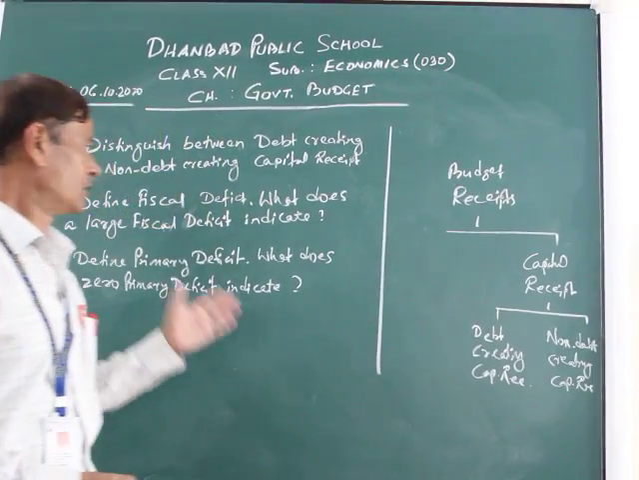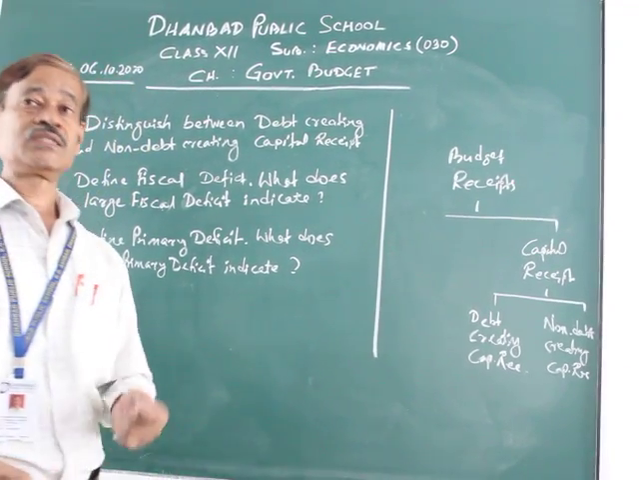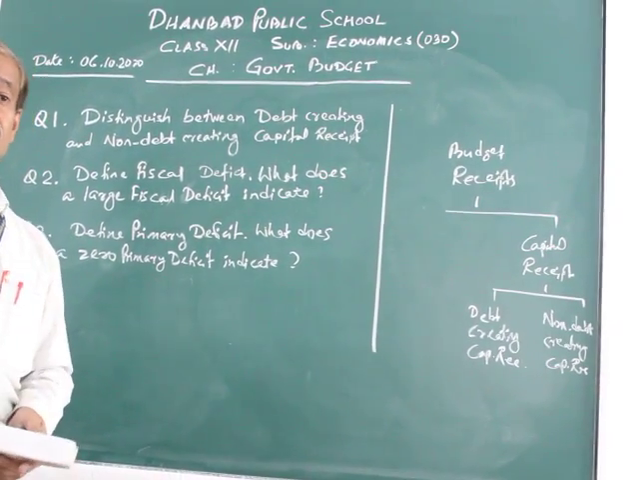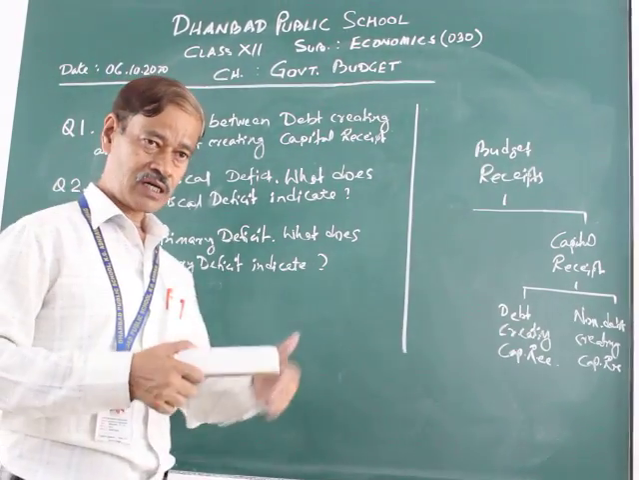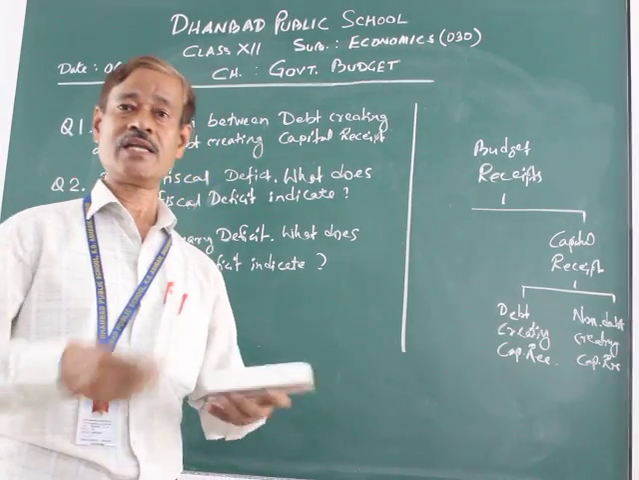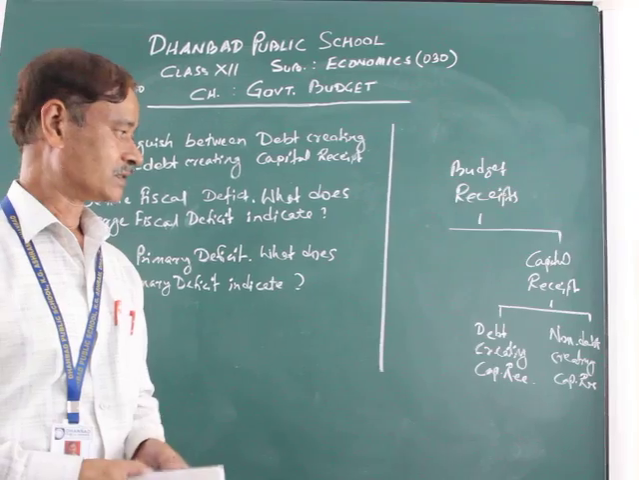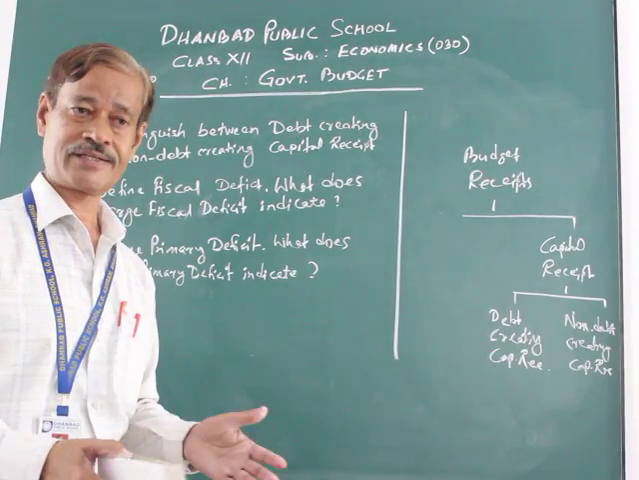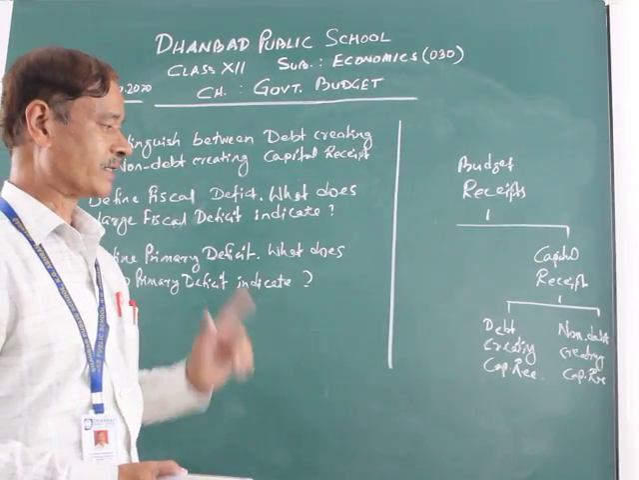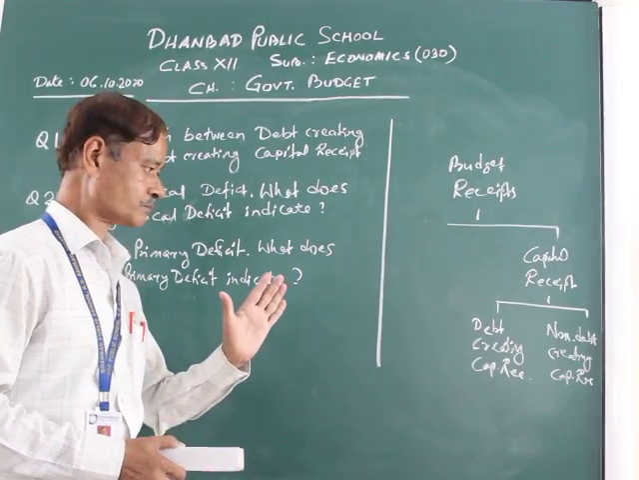On the other hand, non-debt creating capital receipt is that receipt which decreases the asset of the government. Take an example. When the government receives money by selling its public sector unit, then the government loses an asset, though it is not creating any debt. So it is a non-debt creating capital receipt.